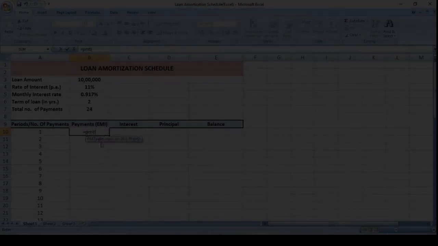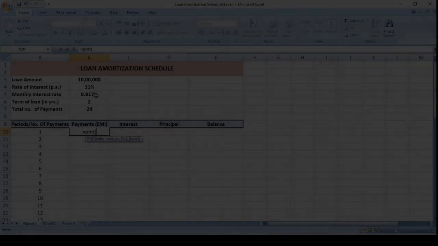Now to calculate the EMI or the payments, we have an inbuilt function called PMT. The function requires rate, NPER, PV, FV and the type. So let's see what all these are. The rate here is the rate per period, or we can say the monthly rate of interest. So the monthly rate of interest I have written in this cell, comma, the NPER is the total number of periods. So the total number of periods or the total number of payments is 24, comma, the present value.